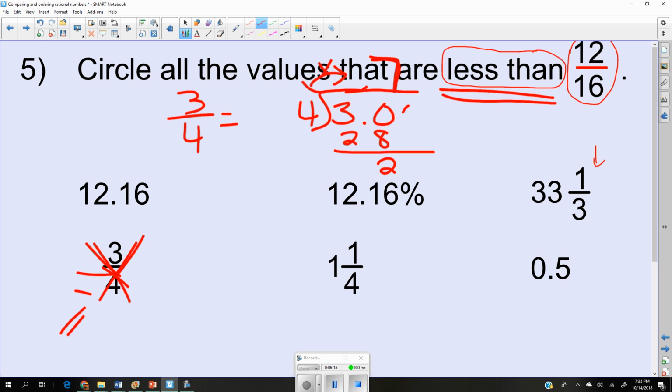And I have to add a 0 since I have a remainder here. So I'm adding my 0. I'm going to bring it down. And 4 times what is 20? Well, it's 5. And 4 times 5 is 20. 20 minus 20 is 0. So therefore, 3/4 equals 0.75.